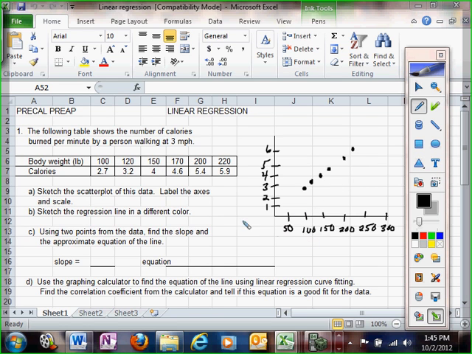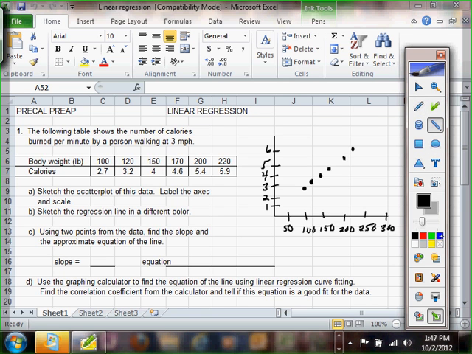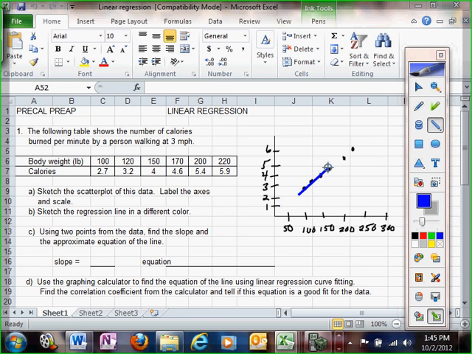And then B says to sketch the regression line in a different color. In other words, you're just going to take some other color that you have and draw this line of best fit through there, and it kind of looks like that. It's not necessarily going to go through every point perfectly. The regression line, also known as the line of best fit, is called the line of best fit because best doesn't necessarily mean perfect, but it's just the line of best fit.